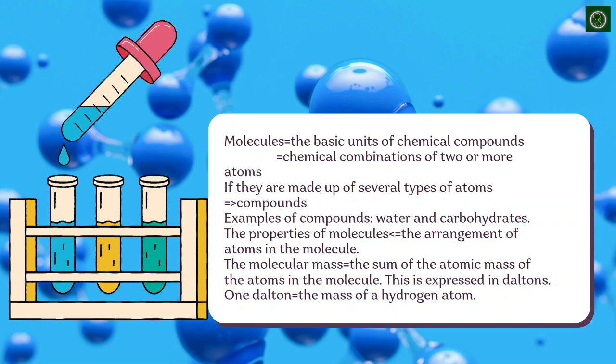The properties of a molecule are determined by the arrangement of atoms in the molecule. The molecular mass is the sum of the atomic mass of the atoms in the molecule. This is expressed in daltons. 1 dalton is the mass of a hydrogen atom.